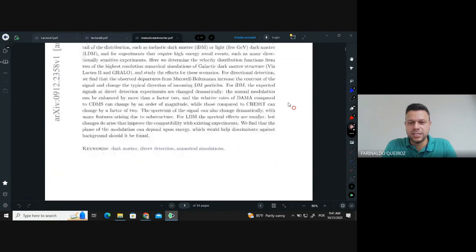But let me show you something. They used two simulations. One is called Via Lactea, and the other one is called GHALO. These are two numerical simulations of galactic dark matter structure.